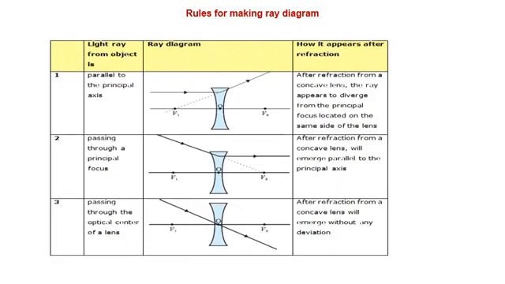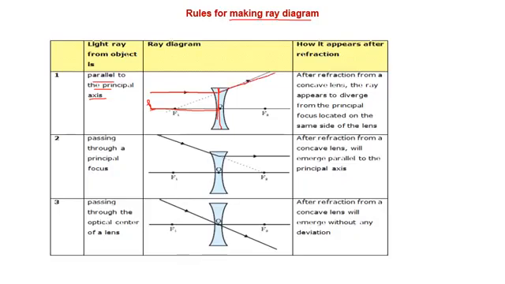Coming to the next, that is rules for making a ray diagram in case of concave lens. So let's start with the first rule. This says that the light ray from the object is parallel to the principal axis. This is the light ray which is parallel to the principal axis. This is my principal axis. And it gets refracted from the concave lens. See, this is a concave lens. I'll draw a line over here. After refraction, you can see this ray is getting diverged.